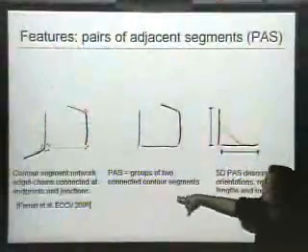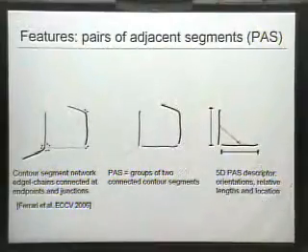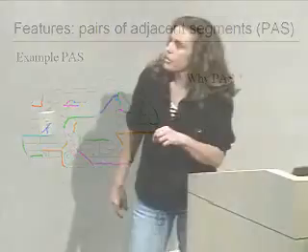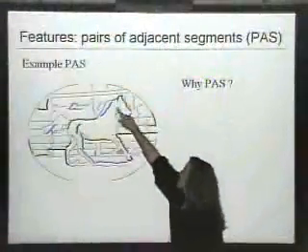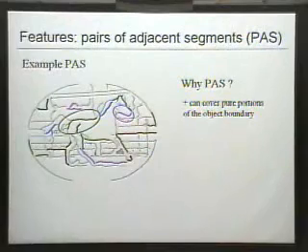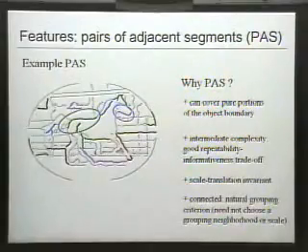Then you take all the groups of two connected contour segments, all the contour segments which are connected, the pairs of them. You have a five-dimensional descriptor, which is based on orientation, relative length, and location. Here we can see a few example pairs of segments. You can see, for example, that the green one would be one, the blue one would be one here, and so on and so forth. And why is it a good solution to use these pairs? They can cover pure portions of the object boundary, which is what you really want to describe the shape. They have an intermediate complexity, a good trade-off between repeatability and information content.